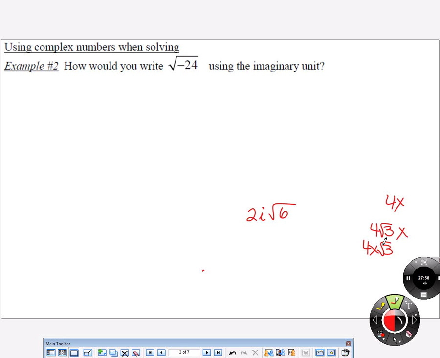6i times 2. So the 6 can't come out of the radical because when you break down 24, you only get a perfect factor of 4. So that's why 2 is outside the radical, but the rest of the factors are still inside the radical. Okay? Other questions? Yes?